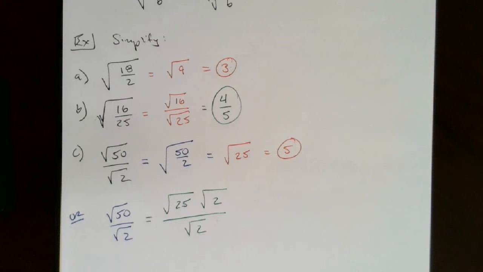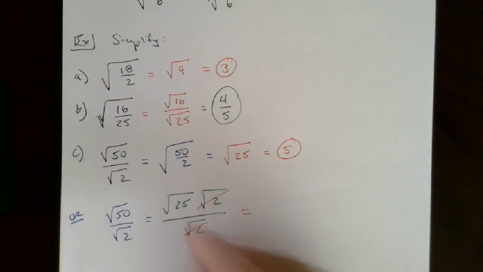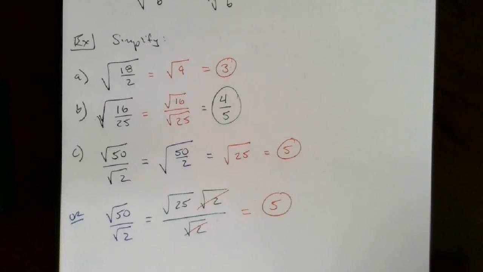Keep it the same. And now I'll go to simplify this. Well, you might recognize square root of 2 is the same factor in the numerator and denominator. They're going to cancel out. So you're just left with the square root of 25, which is 5. So you get the same answer.